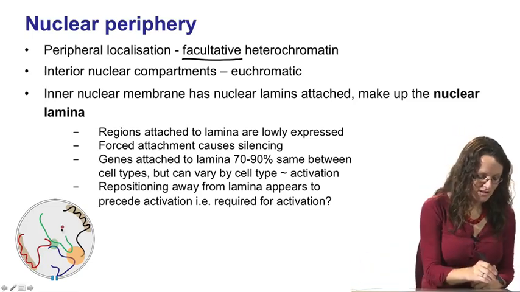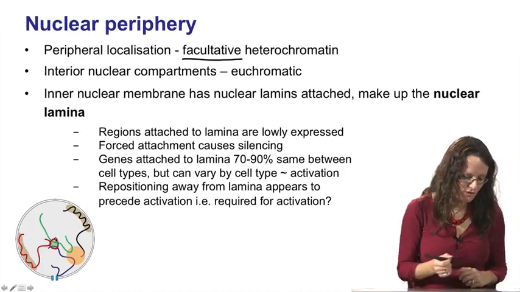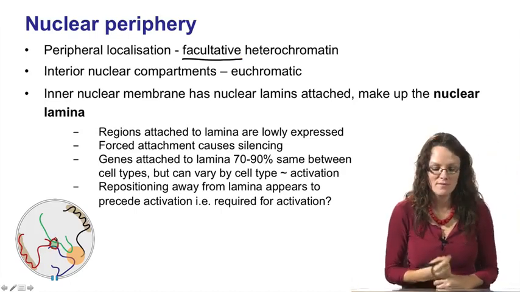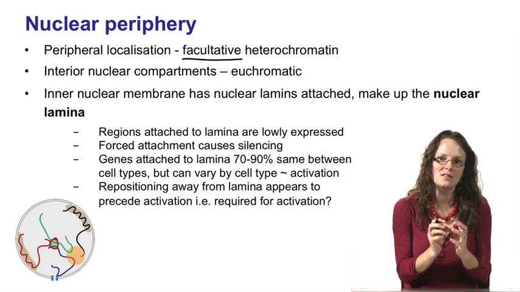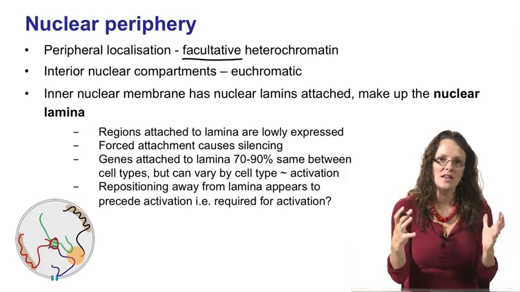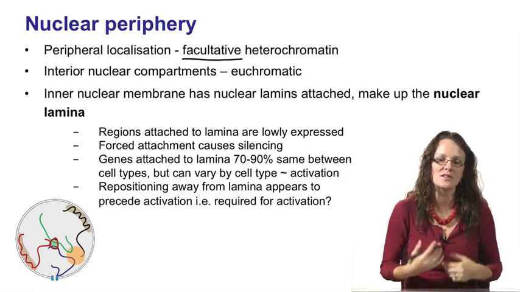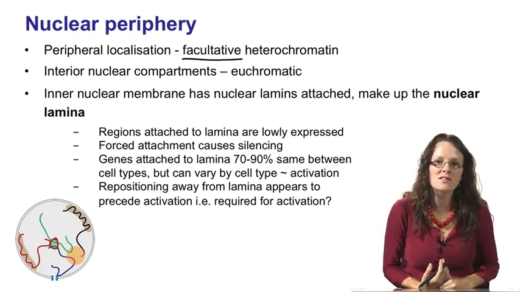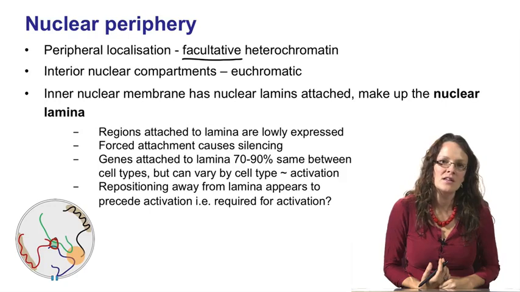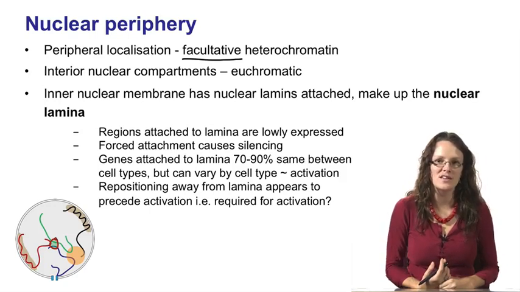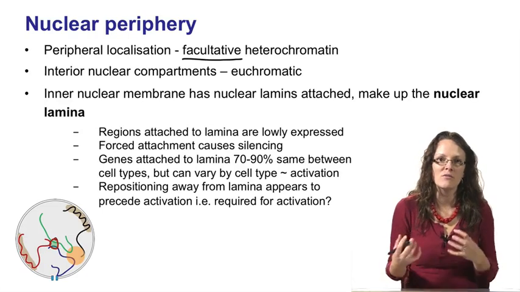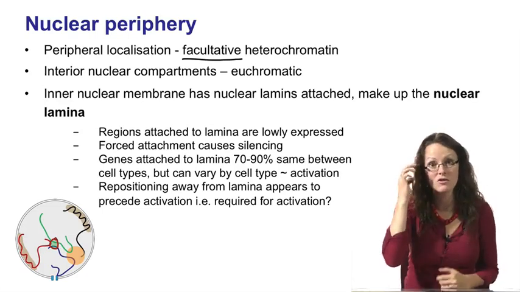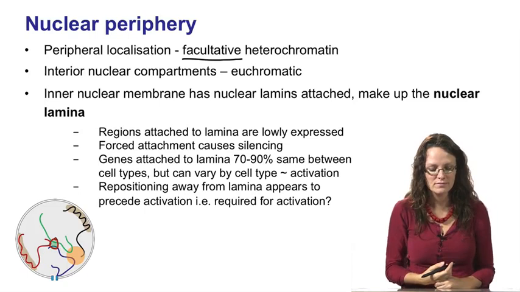But in the interior, we find active genes, for example, in the transcription factories. So the centre of the nucleus is associated with euchromatin, and the exterior or the periphery of the nucleus is associated with heterochromatin. On the inside of the nuclear envelope, the inner nuclear membrane, we have associated here nuclear lamins, and these nuclear lamins are proteins that other chromosomes can attach to.